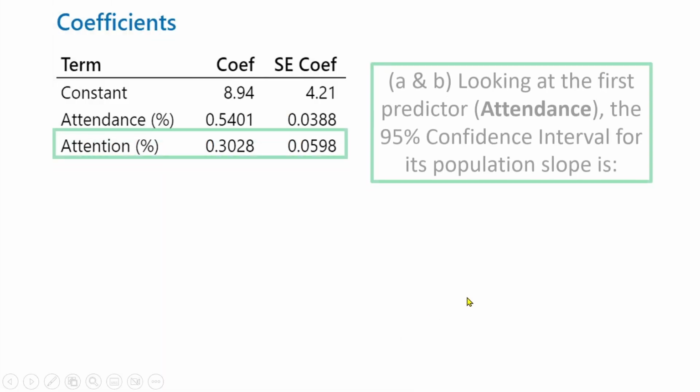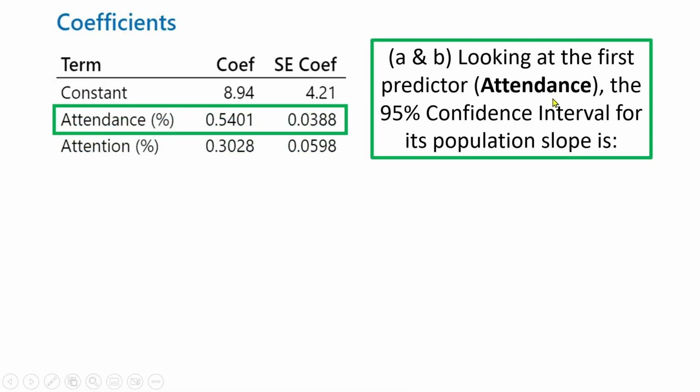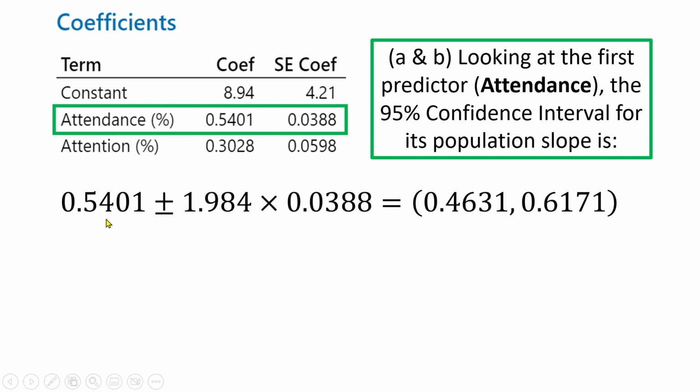Right, so looking at the first predictor, attendance, the 95% confidence interval for the population slope is the point estimate, which is 0.5401, plus or minus the margin of error, which we calculate using the critical value times the standard error for this population slope. And so we get this interval, as you can see.